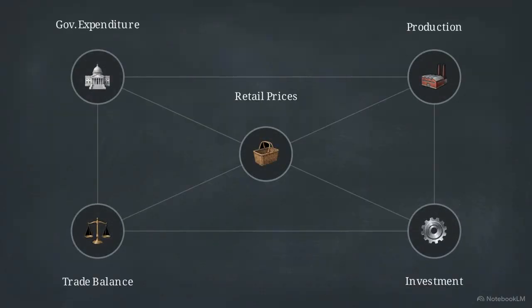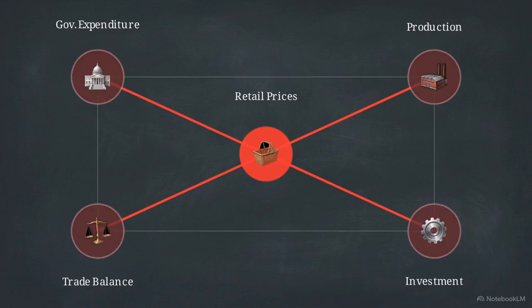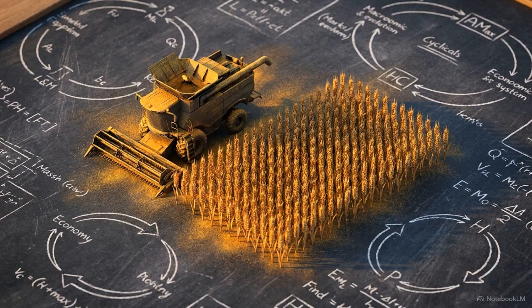By tracking these metrics, we can see how a change in one area, like a spike in retail prices, ripples through the system, altering real growth calculations and redefining the circular flow that sustains the nation.